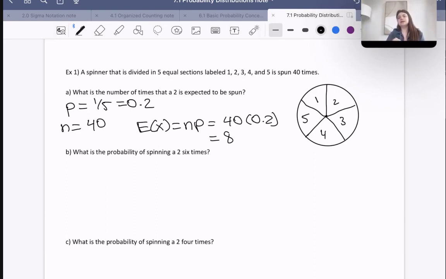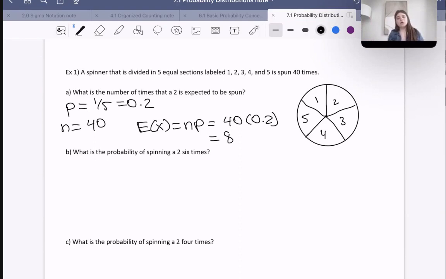We're expecting to get each number, including 2, about 8 times if we spin it 40 times. Now that's not to say that every time we do this 40 times, we'll get exactly 8 of each number. But that's what we're expecting because all 5 of these outcomes of getting 1, 2, 3, 4, or 5 are equally likely. There's a 1 in 5 chance for each, so we might get slightly higher than 8 in actuality or slightly less than 8 in actuality.